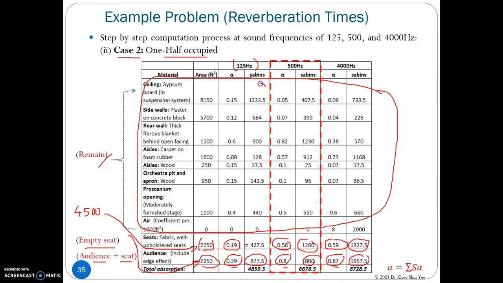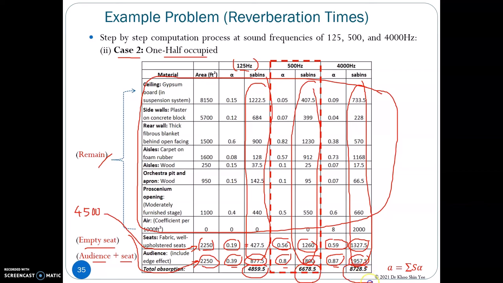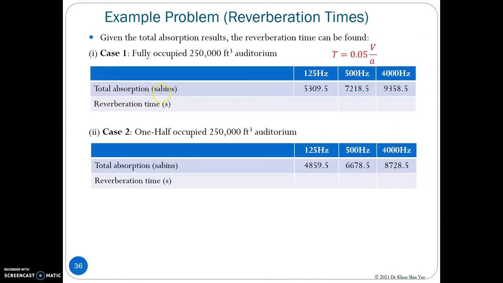So we continue to take the summation of all the absorption at 125 Hz here. So this is the total absorption. Then you continue for the 500 Hz and 4000 Hz to obtain the total absorption at 500 and 4000. So we successfully obtain the total absorptions in sabins for the fully occupied and half occupied case. By using the sabin formula, we can compute the reverberation time. V is the volume, so you can substitute this value inside, and A is the total absorption, so you can substitute A inside.